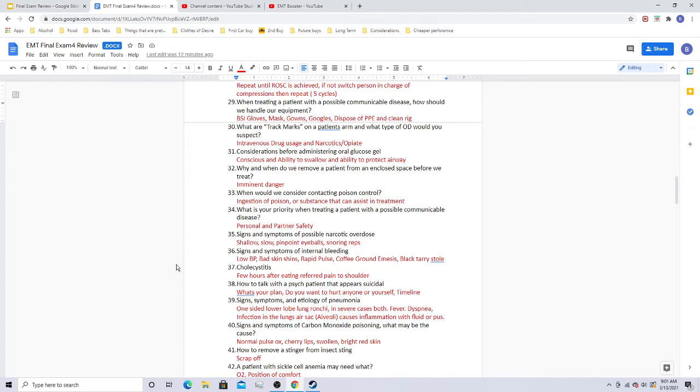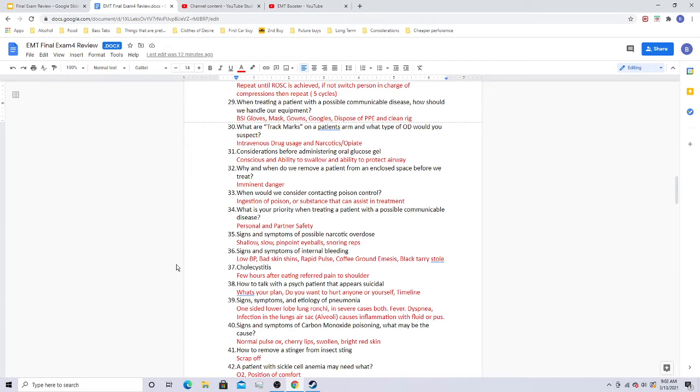Signs and symptoms and epidemiology of pneumonia: one-sided lower lobe lung bronchi, and severe cases both. Fever, dyspnea. It's an infection of the lung sacs, alveoli, that causes inflammation due to fluid and pus filling up the sacs.